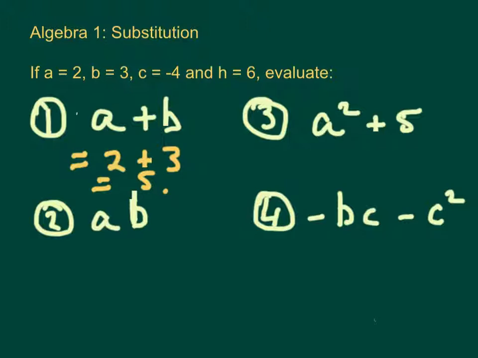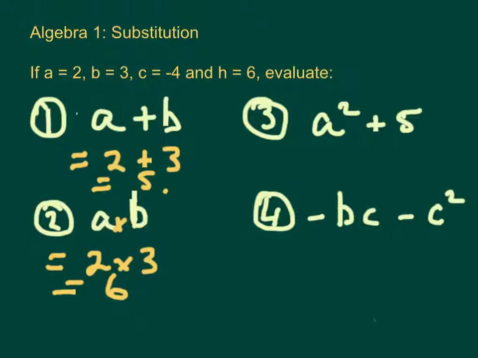Now, when we say AB, we mean A times B. There's an invisible times sign between the A and the B. So when pronumerals are together, it means they are times. And again, what we do is replace the A with 2, remembering there's a times sign between the A and the B. Replace the B with 3, and we get 6. So you can see that A plus B is not the same thing as AB.